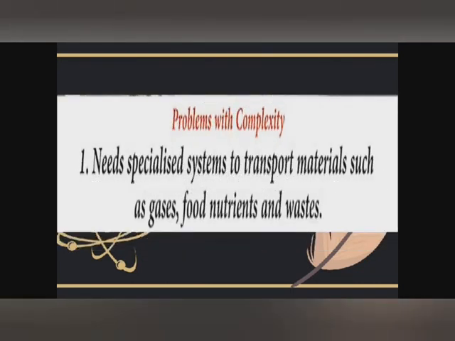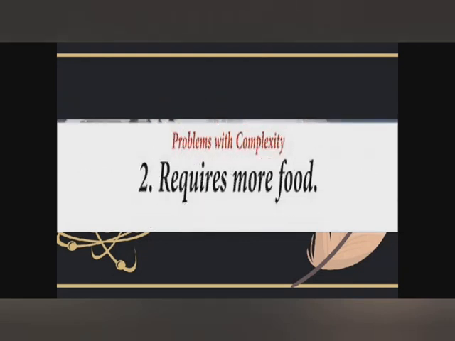Then we talk about the problems or disadvantages of complexity. That is, they need a specialized system to transport materials such as gas. So they need a specialized function. And number two is that they require more food. So more food is consumed. Why? Because they show higher complexity in their organization.